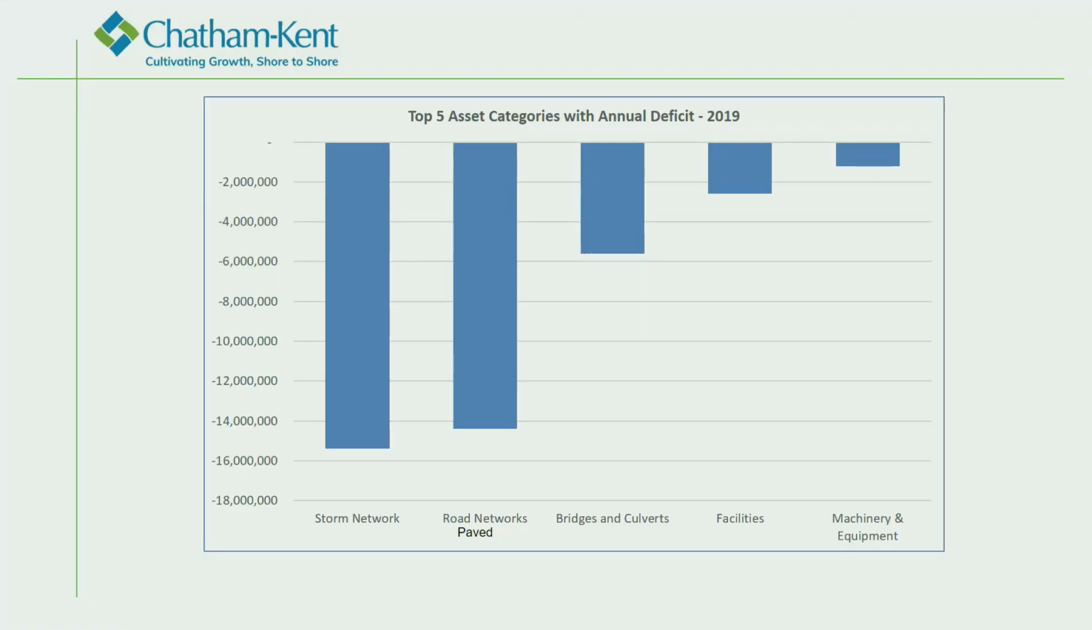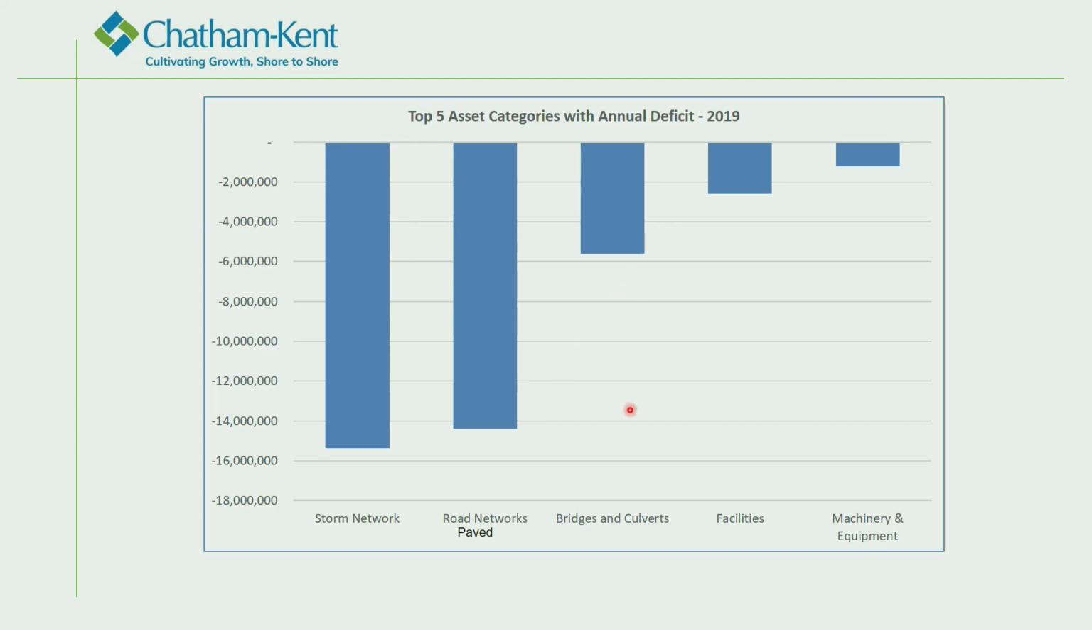These are just repeating the top 5 asset categories with deficits. The storm networks is currently over a $15 million deficit. Paved roads, about $14 million deficit. We've gone a long way on bridges.